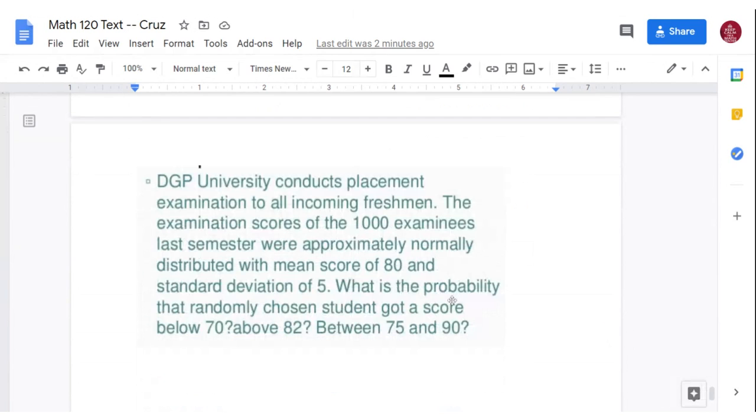So this university conducts placement examinations for all incoming freshmen. The examination scores of 1,000 examinees last semester were approximately normally distributed. We need to know that to do this, with a mean score of 80 and a standard deviation of 5. What is the probability that a randomly chosen student got a score below 70, above 82, and between 75 and 90? So we're going to have to do all these on the board.